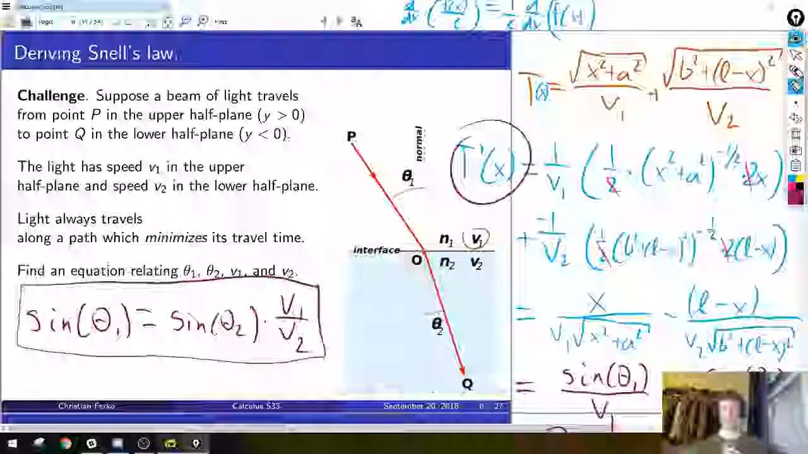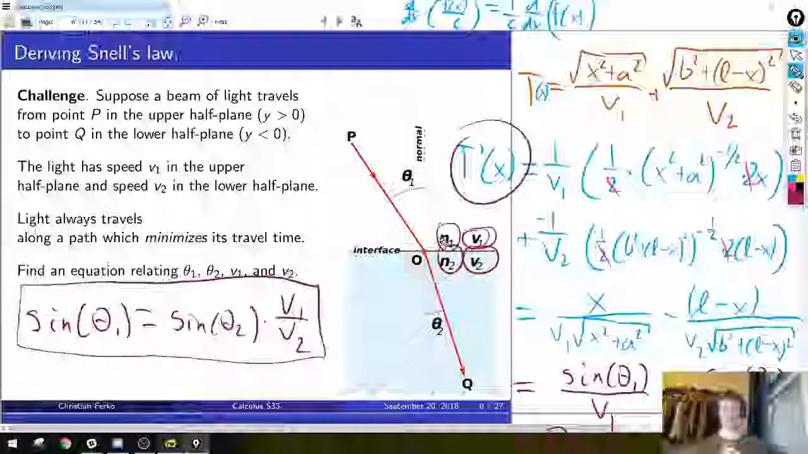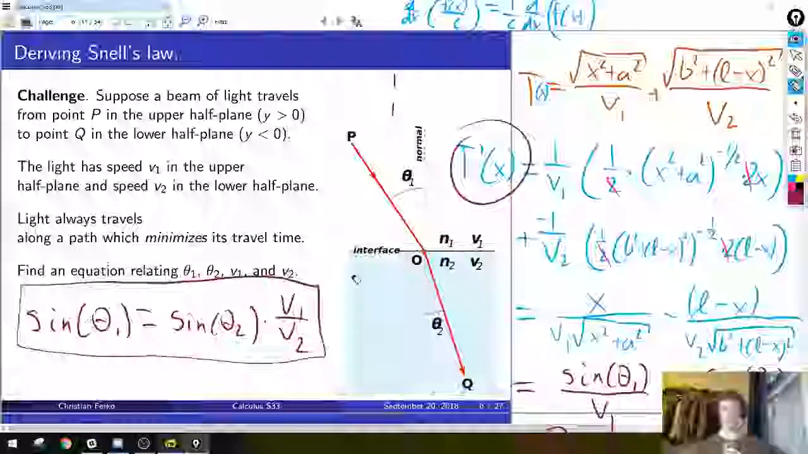And now we found that the answer relates these two angles, theta 1 and theta 2, only to the velocities, v1 and v2. Sometimes this is written in terms of the so-called indices of refraction, these n1 and n2, which are just the ratios. So n1 is just the ratio of v1 to the speed of light in vacuum. So sometimes people prefer to write it this way instead. That's fine. But the punchline is that the answer only depends on the speed of light in those two media, and it tells you what the relationship between the angles is going to be.